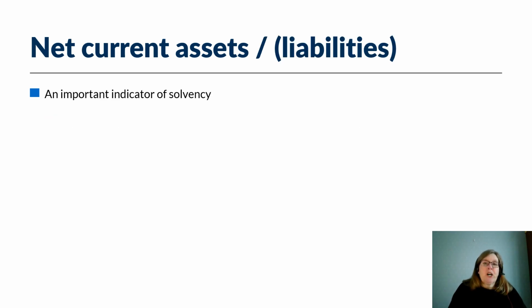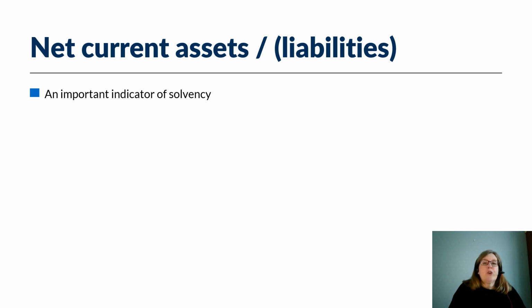Now we come back to our subtotal for net current assets or liabilities, and this is simply your total current assets minus your total current liabilities. If your current assets exceed your current liabilities, you have net current assets. And if your liabilities exceed your assets, you have net current liabilities.